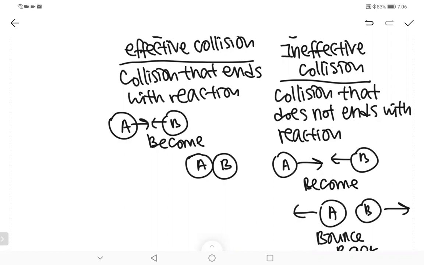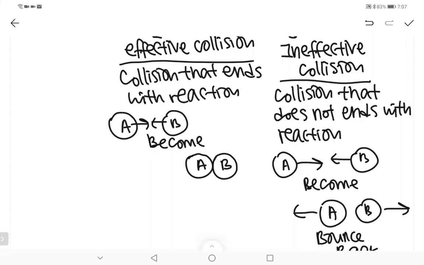Okay, good. All right, so the idea is very simple. If you want a chemical reaction, you need to make sure your raw material must collide. And when they collide, there are two possibilities. If they collide, they stick together, there is a chemical reaction. You call it an effective collision. If they collide, they bounce back, nothing happened, that is called an ineffective collision. Yeah, so make sure you understand and are able to differentiate these two types of collision.